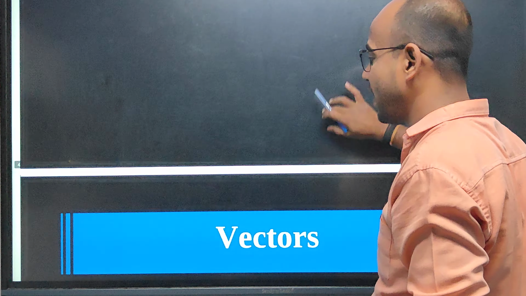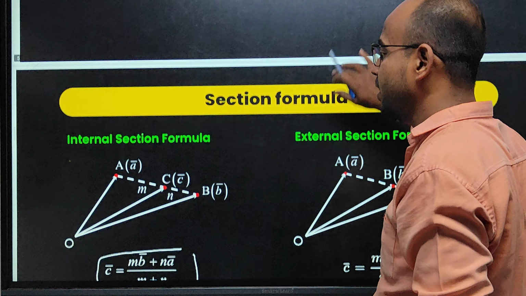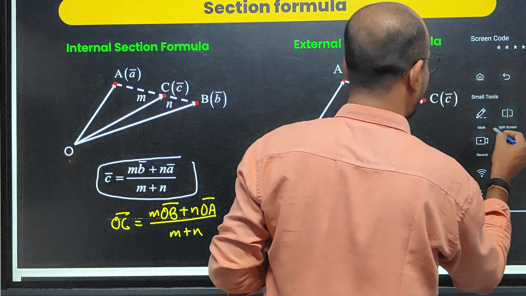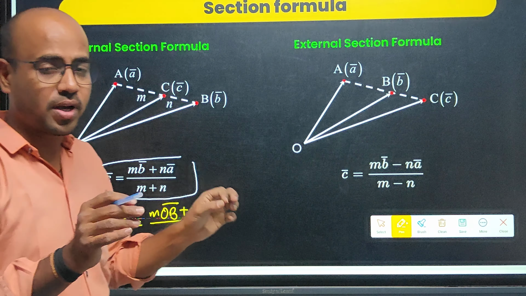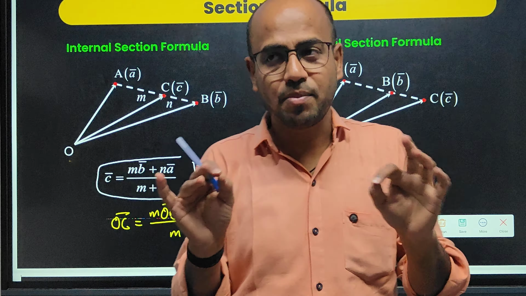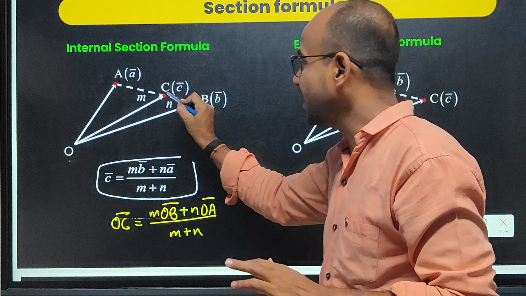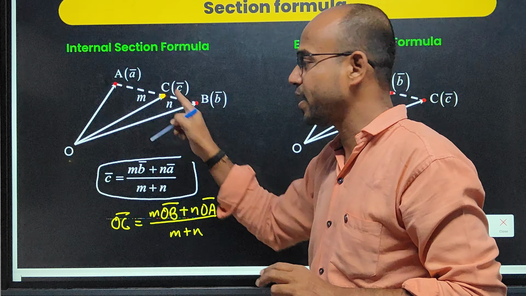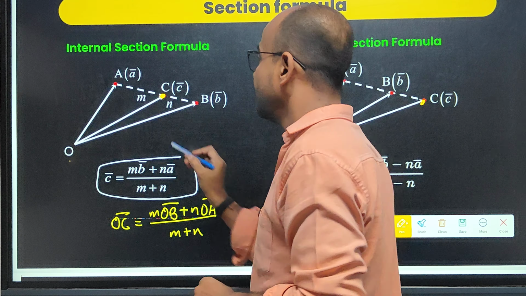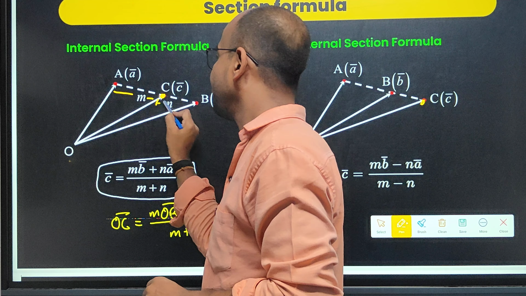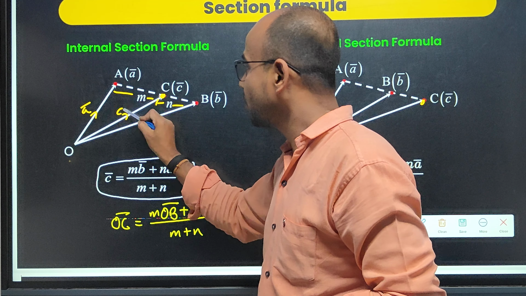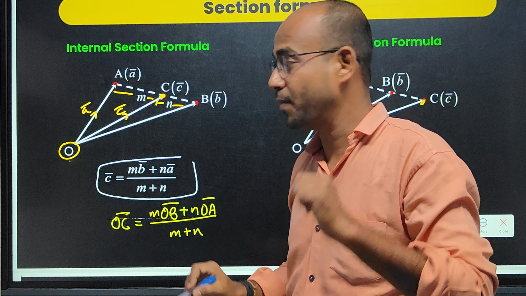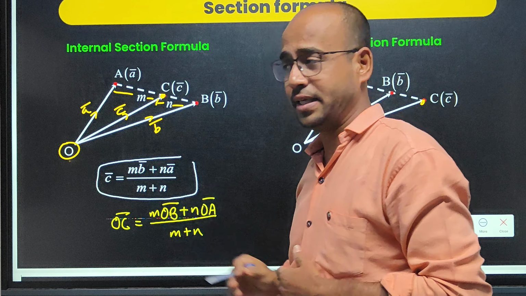Now, having understood this fact, let us come to the concept called section formula. In this section formula, as you can see, a very simple thing: a line, a vector, a directed line segment, can be broken into two parts, either internally, as AB is broken at C, or externally at C. So what ratio? M is to N. Now in this context, this is OA, that is vector A. This is OC, see the reference point is O, remember. And this is B, right?